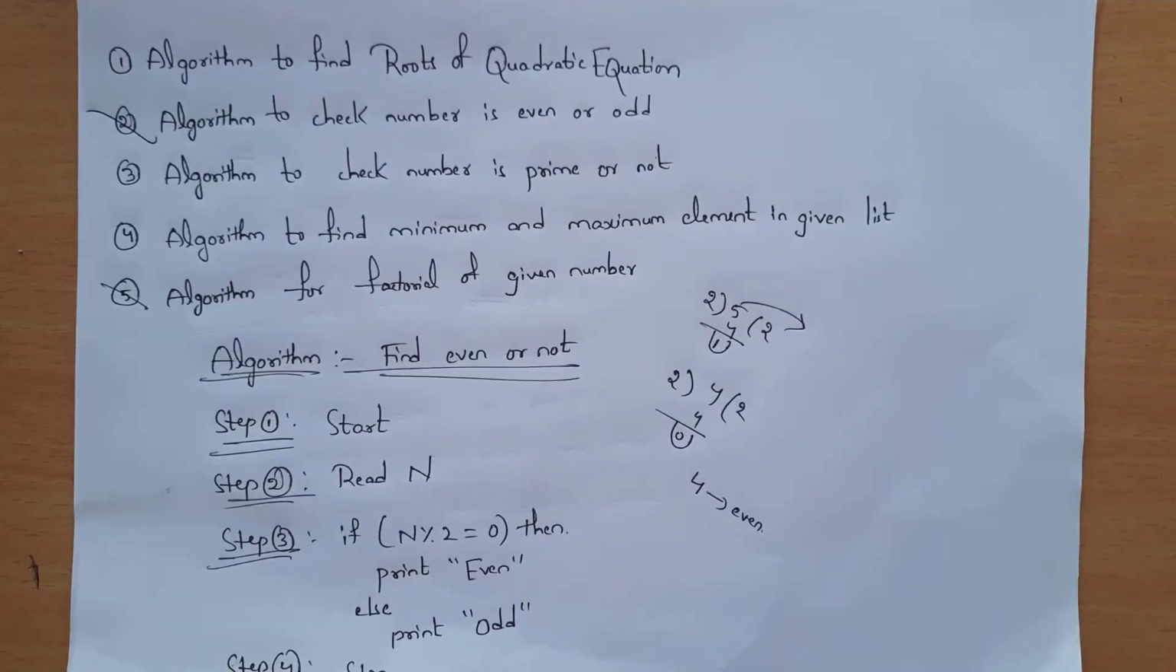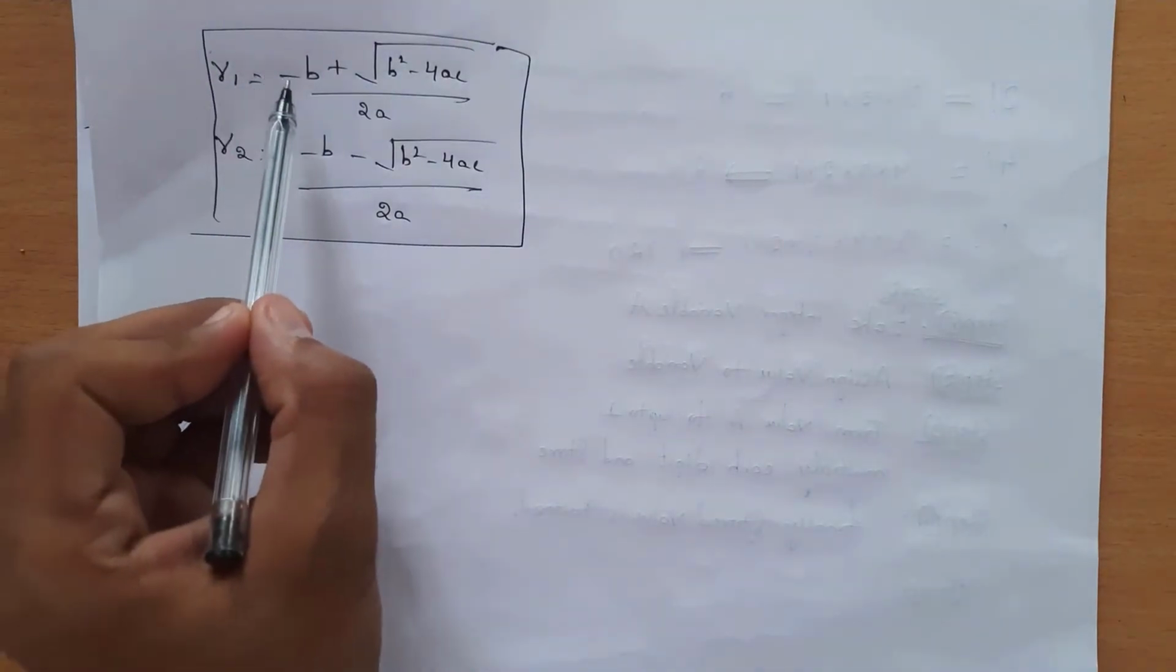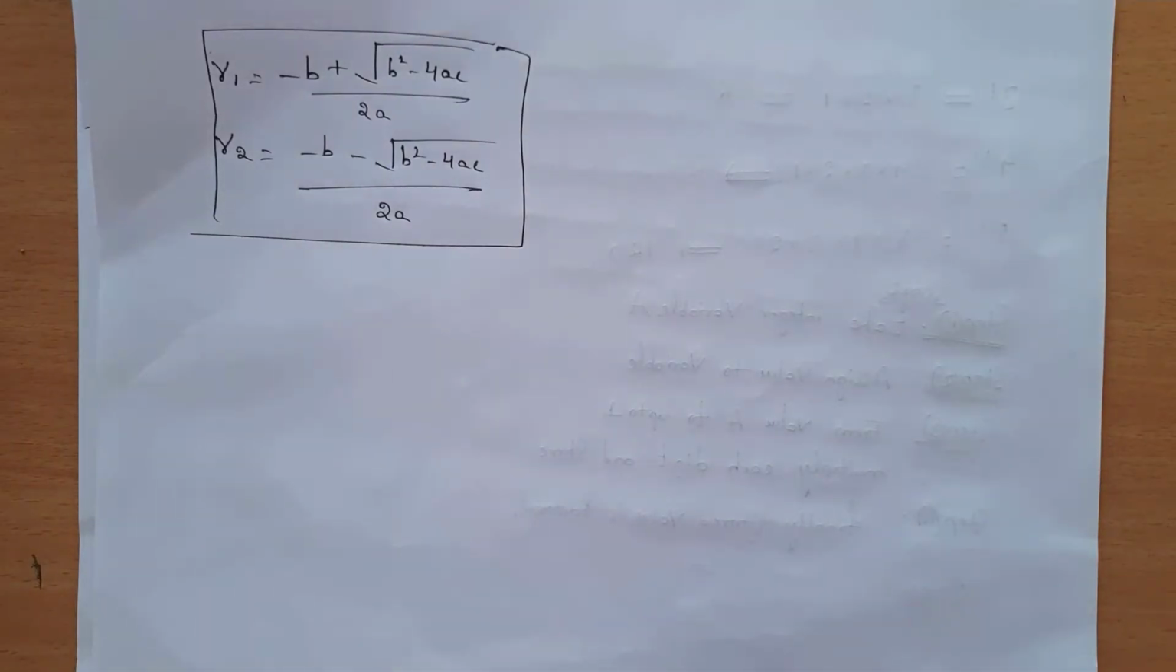I will explain algorithm to find roots of quadratic equation. These are the formulas to find roots of quadratic equation. That is r1 equal to minus b plus under root of b square minus 4ac by 2a. And similarly, r2 is equal to minus b minus under root of b square minus 4ac by 2a. These are the two formulas that you need to remember in order to find roots of quadratic equation.